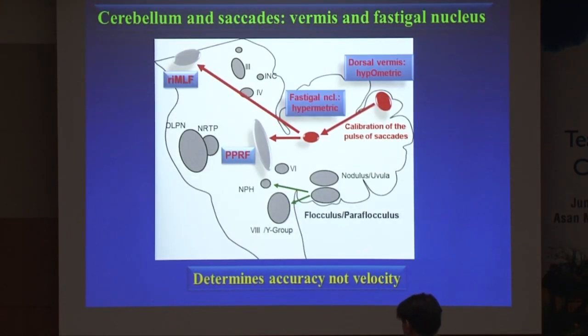So, statement number 1. The cerebellum determines the accuracy and not the velocity of saccades. This explains why you can have hypermetric saccades if there's a lesion of the fastigial nucleus, and hypometric saccades if there's a lesion of the dorsal vermis. So dorsal vermis leads to hypometric saccades because this leads to a disinhibition of the fastigial nucleus. So very precise, clear, functional anatomy of the oculomotor system.